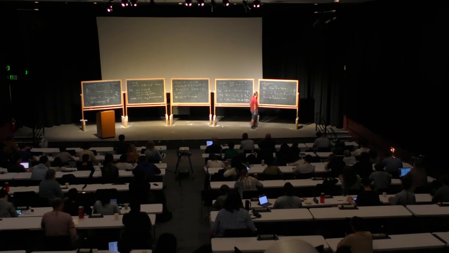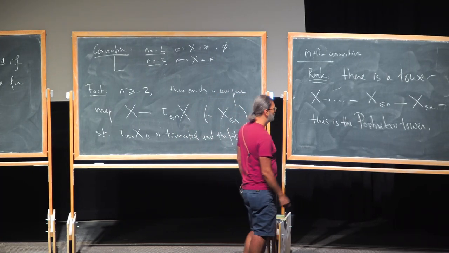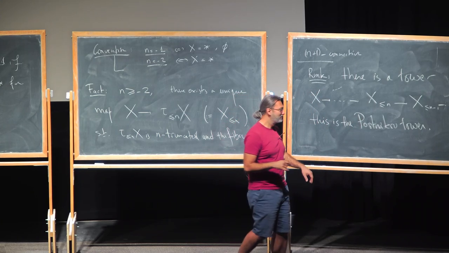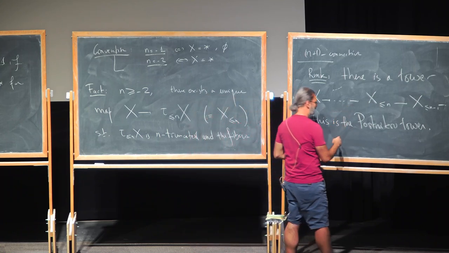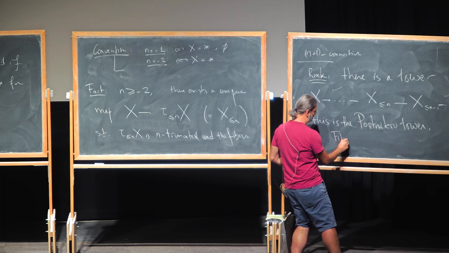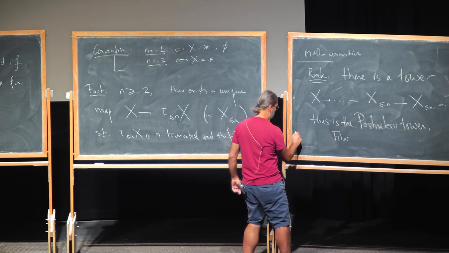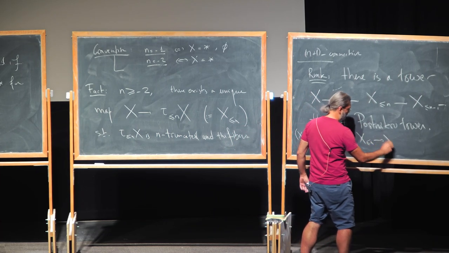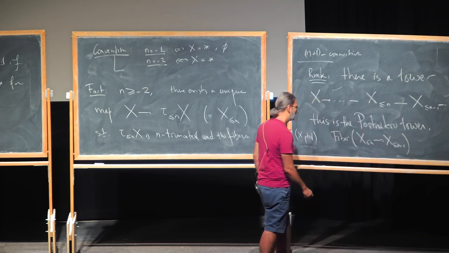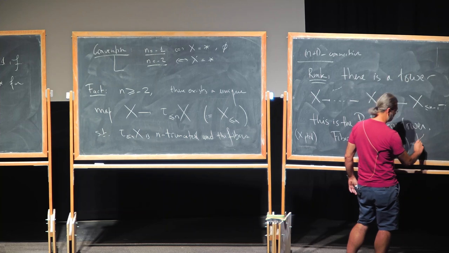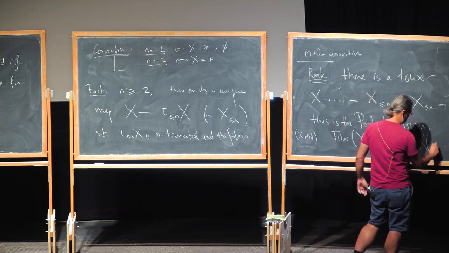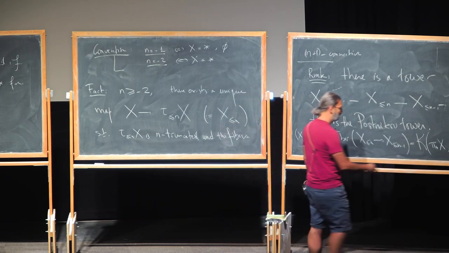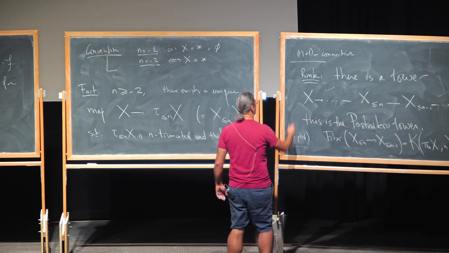I did mention this, I think, yesterday. So the nice thing about this tower is the fibers. Let's say X is connected, so if X is connected, it is pointed. Then you can speak about the fiber here, and this is an Eilenberg-MacLane space. So it's a space which has only one homotopy group, in degree n, and it's given by this pi.